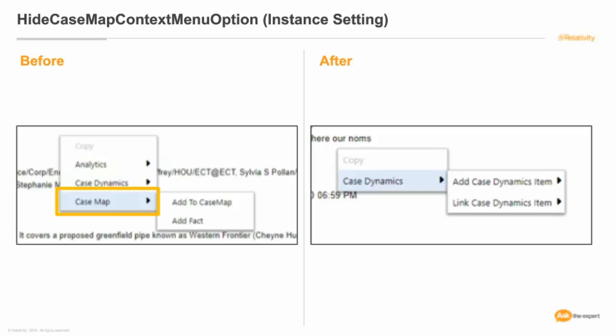So what we had previously, if you right-clicked in the viewer, you had an option to go to case map and then interact with the case map application. So we've deprecated that and added this instance setting so that if you really need this functionality back, you can turn that back on. But keep in mind, by default, when you upgrade, that will be disabled. If you're in RelativityOne and if you have any questions about this instance setting, please reach out to your Customer Success Manager.